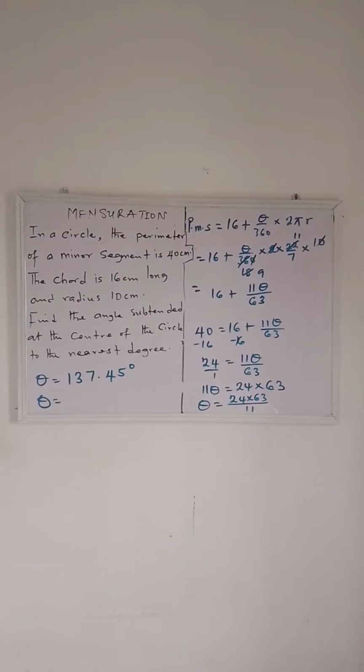Yes, what is theta to the nearest degree? So you express 137.45 to the nearest degree. Yes. So I expect every one of you to drop the correct answer to this straightforward question. Yes, anyone? What's going to be the final answer?